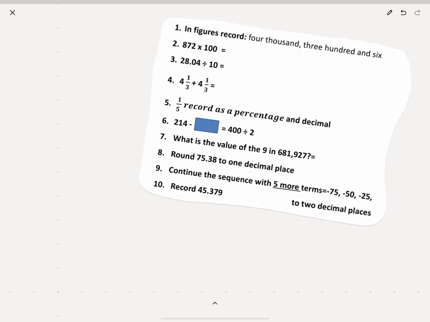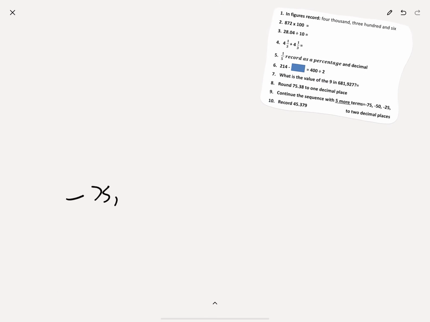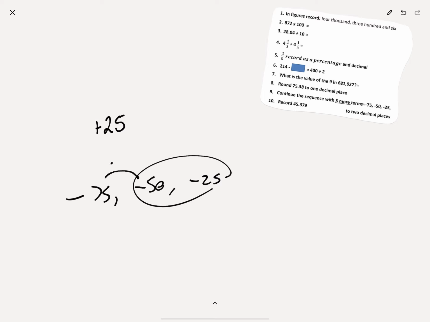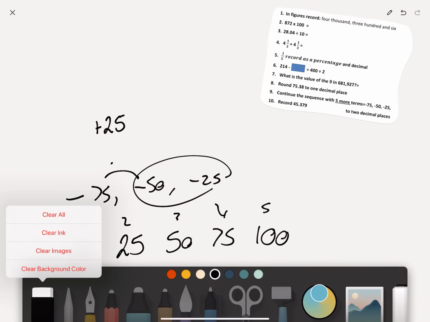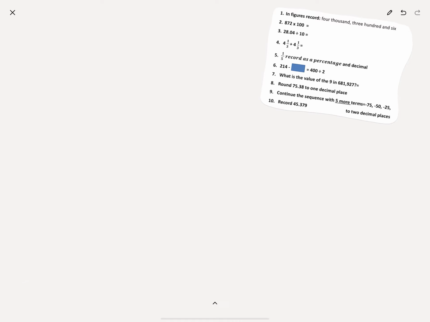Continue the sequence with 5 more terms. Okay, so you start with minus 75, then it's minus 50, then it's minus 25, and then they don't tell me. Okay, really simple sequence there. They're adding 25 to each. This is the dead easy giveaway. You've got to jump a 25 there. Just check it's the same there, which it is. So they're adding 25, which means the next 5 terms will be 0, then it'll be 25, 50, 75, and 100. I think that's 5. 1, 2, 3, 4, 5. It is 5. Okay. So it's just going up in 25, starting at 0.